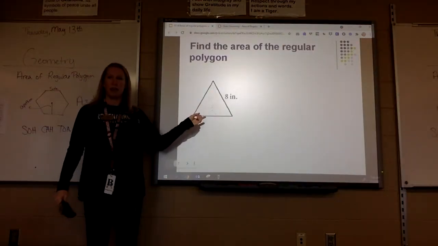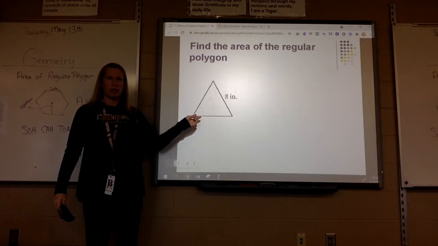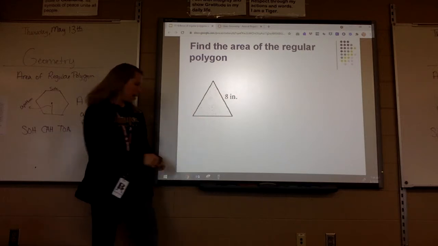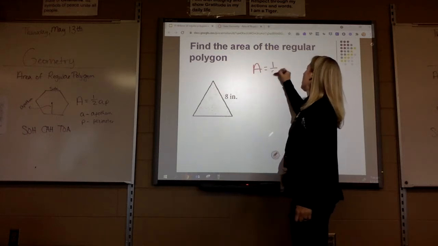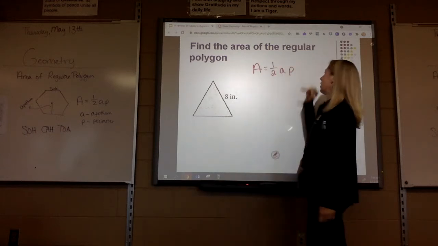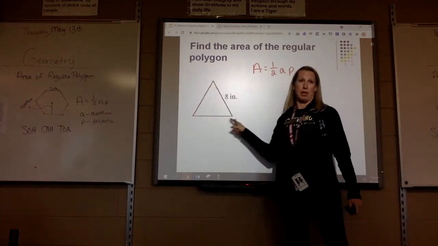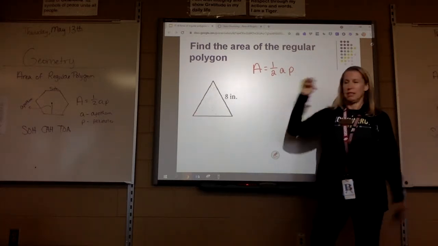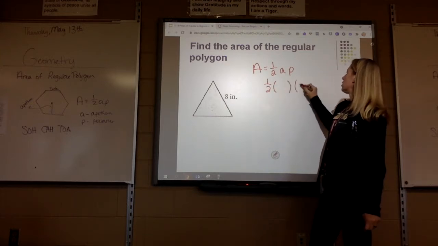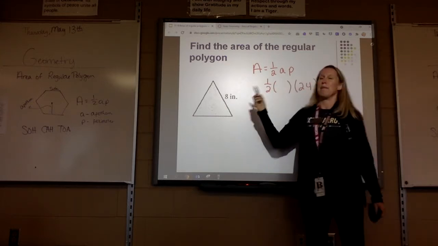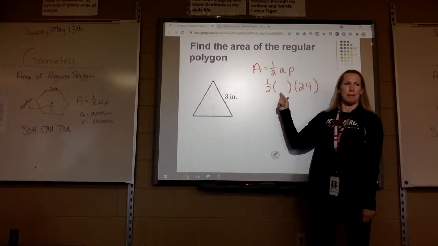Okay, so I think this is number 1 on your assignment. Yeah. Okay. So area is 1/2 apothem times perimeter. I can get the perimeter because I know a side's 8. So what is 8 times 3? 24.